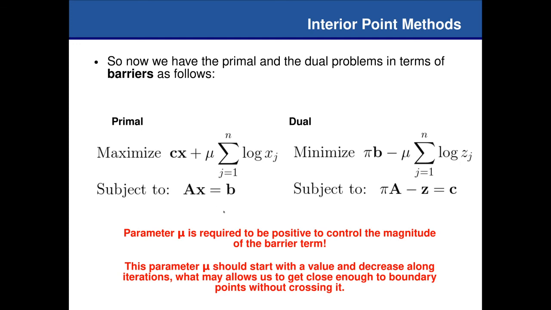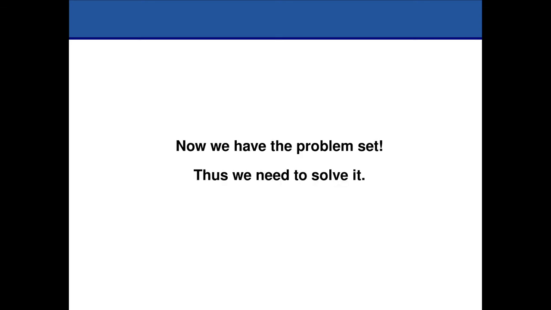And actually, we don't need the constraints to be explicitly formulated here anymore. The rest is the same, like the subject to. Now we have our primal and dual problems using barriers. What can we do as a next step? Our next step is to solve this problem.